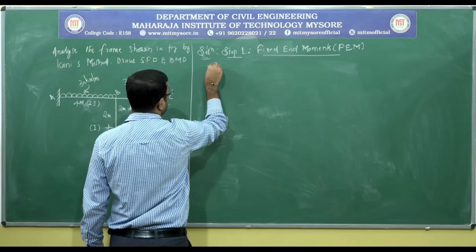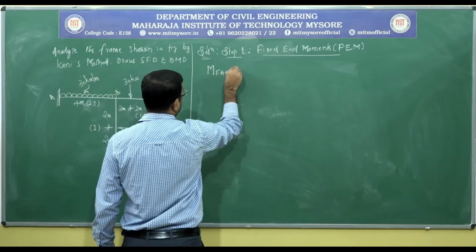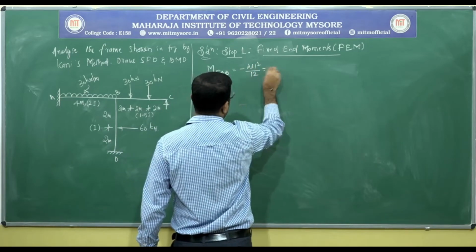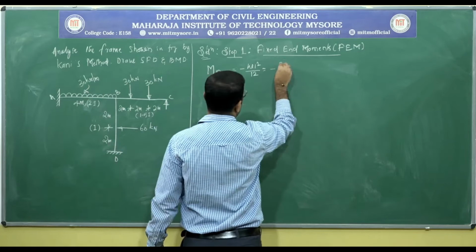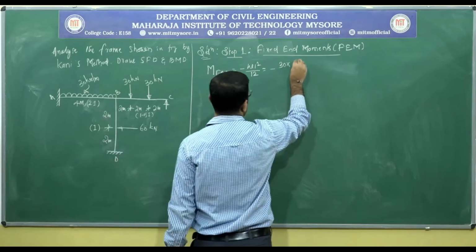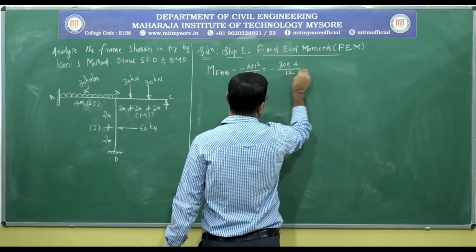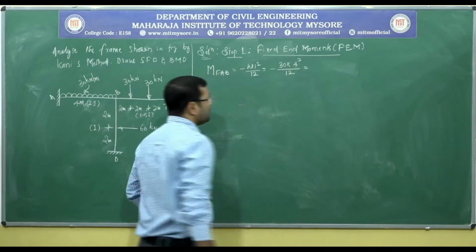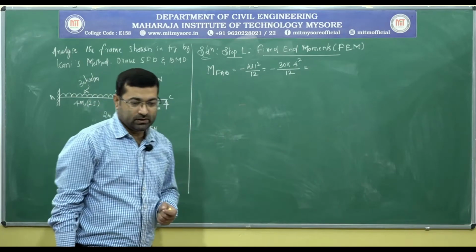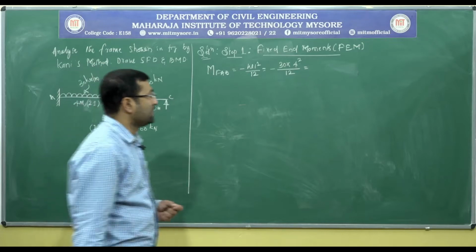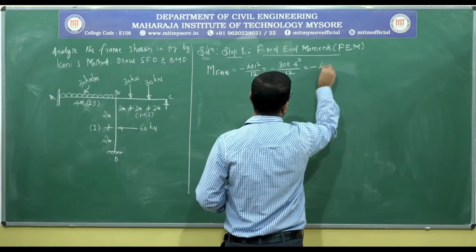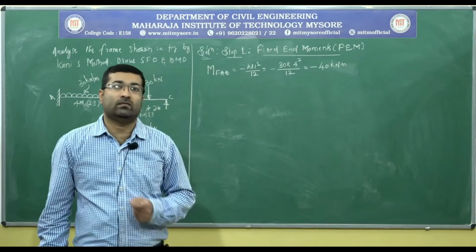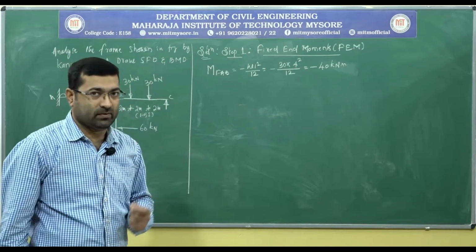So, MFAB is equal to minus WL square by 12, minus of W is 30 kilonewton, span is 4 meter, divided by 12. If you substitute, it is L square, that is 4 square. If you work out, that yields a value of minus 40 kilonewton meter as the fixed end moment at point A, that is MFAB.